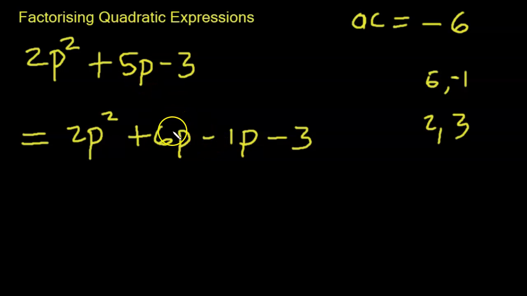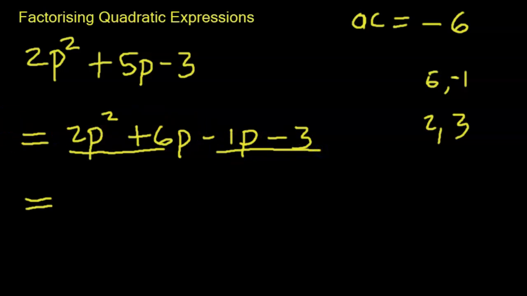But why did we use 6 and negative 1? Because 6 times negative 1 gives the same result as a times c. And that's what's important. That's why we didn't use 2 and 3. Because even though 2 plus 3 gives 5, when you multiply 2 by 3, you do not get minus 6. And hence 2 and 3 would not work. Good? So we group and then we factor by group.